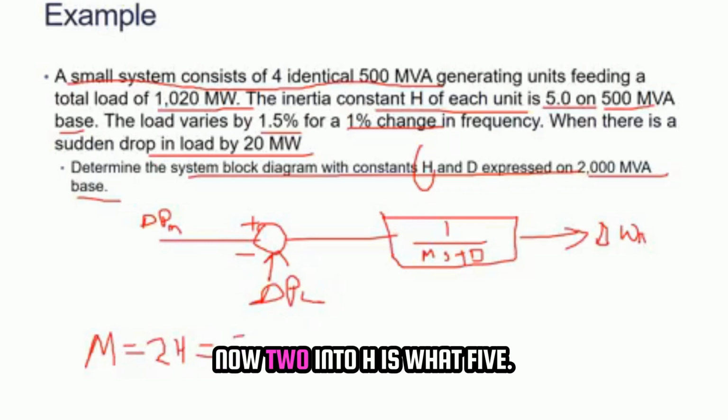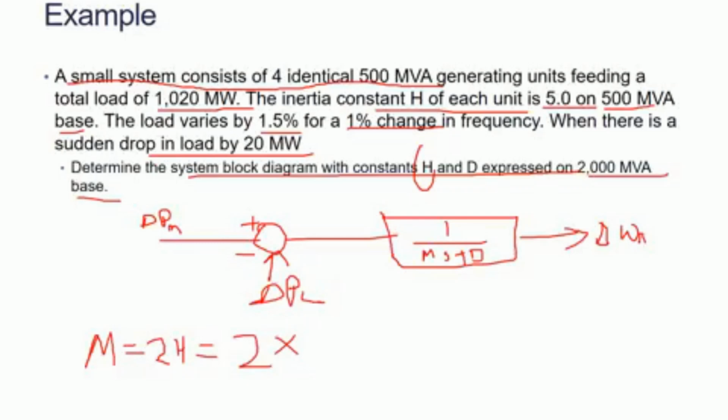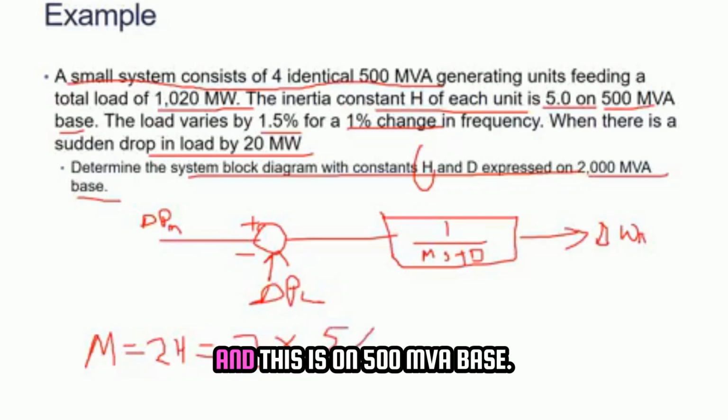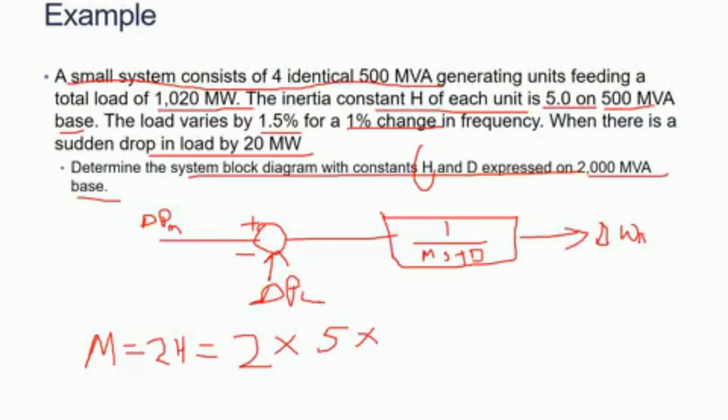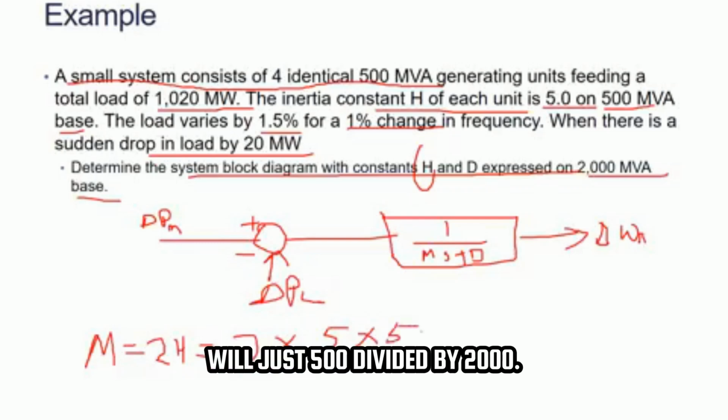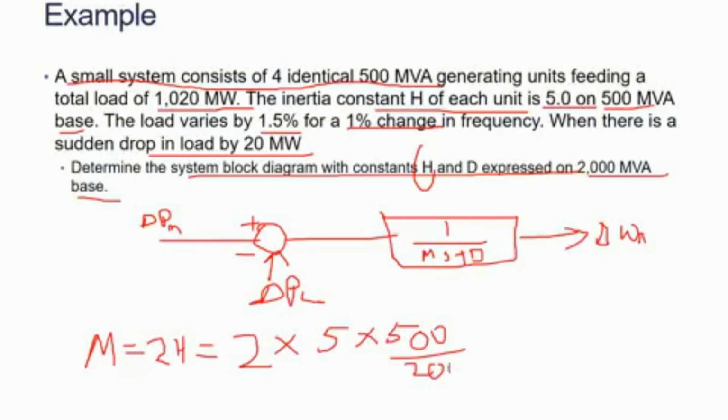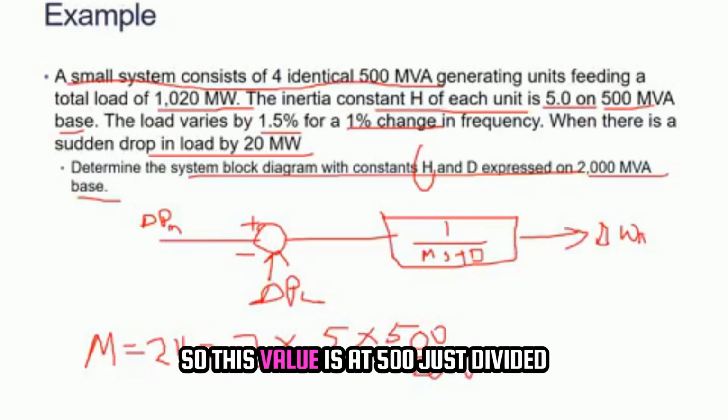Now 2 into H is 5, sorry, 2 into 5, and this is on 500 MVA base. Now you have to convert this to 2000 MVA base. So how will we do this? We'll just take 500 divided by 2000. This value is at 500, just divided by 2000, it will give you the ratio.